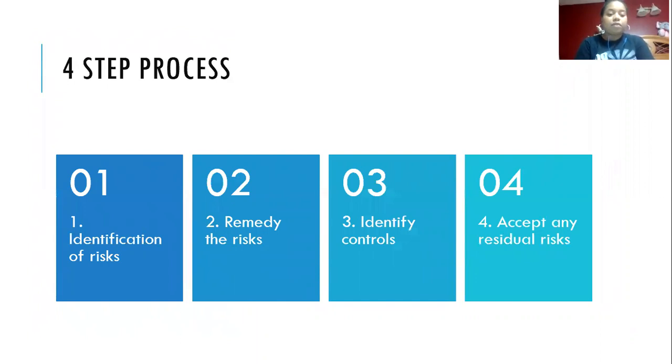The first part of risk management is identification. In this step, the risks to the organization are identified. In the second step, remedies are brainstormed for the risks identified. The third step is to identify controls. Controls either fix or lessen the risk. The last step is to accept any risks that fall through the cracks, which could happen if the controls fail.